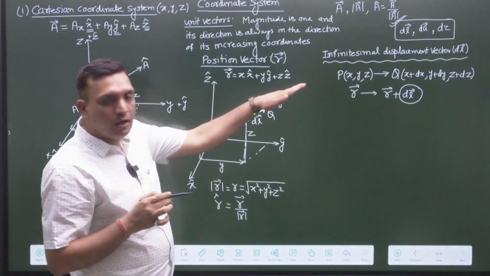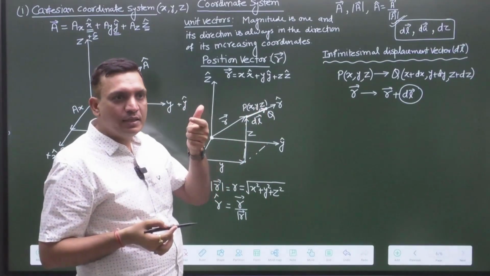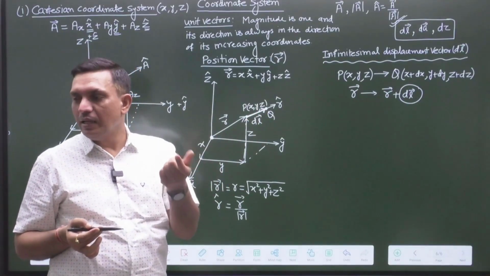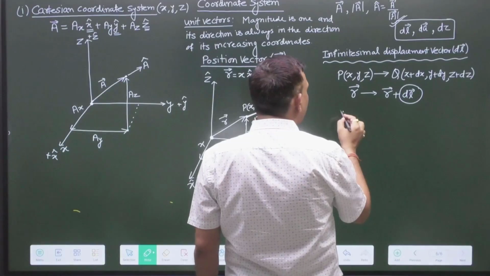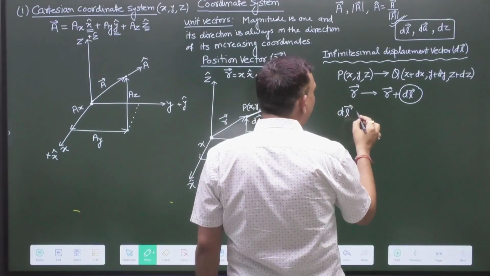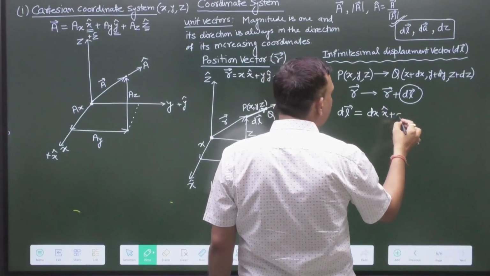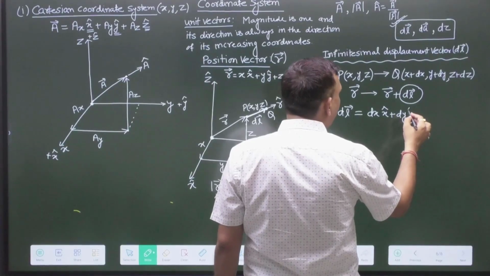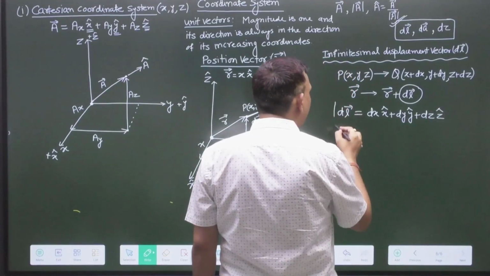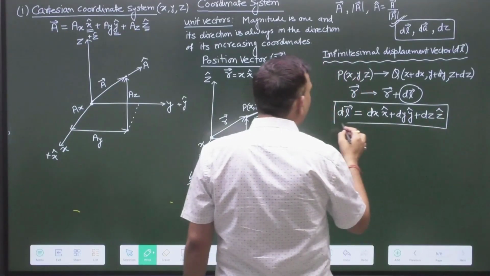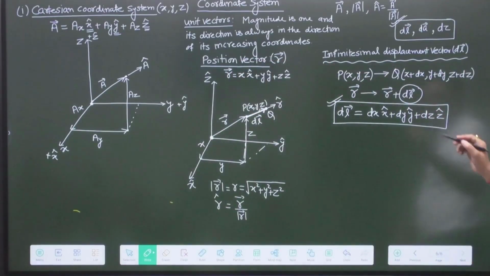So point Q lies along the r cap. So this change will be dl vector because we have changed x, y, z by elemental amount of change dx, dy and dz. So now can you write dl vector in component form? dx x cap plus dy y cap plus dz z cap. So you must remember dl vector in Cartesian coordinate. Whenever we have to find line integral in Cartesian coordinate, we will use this as a dl vector.